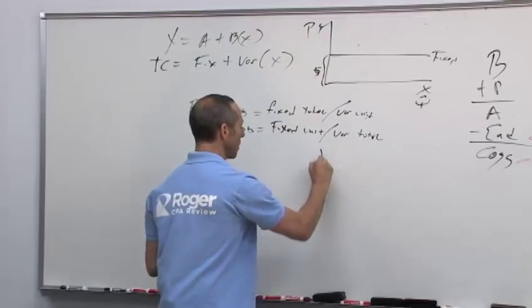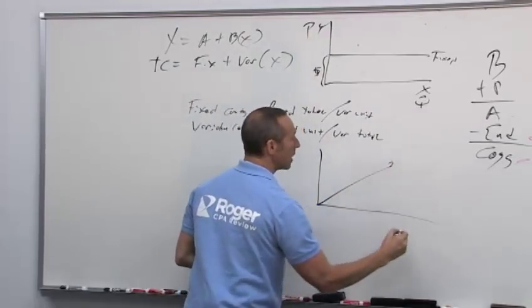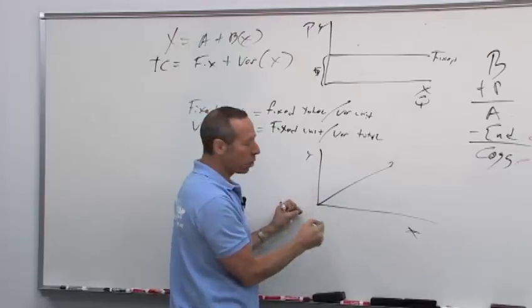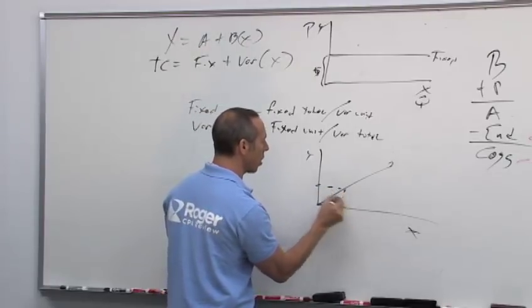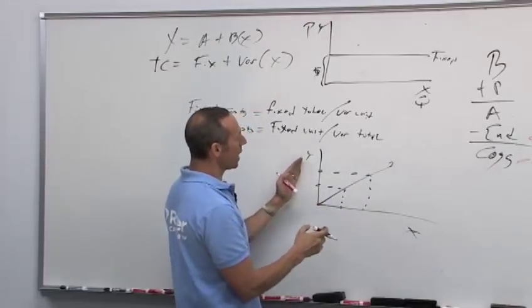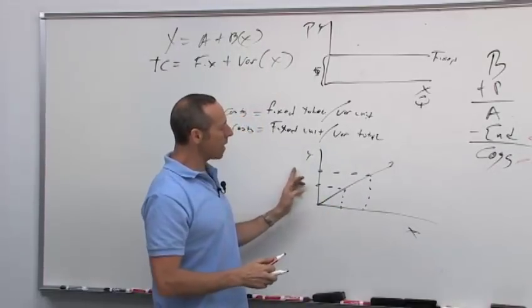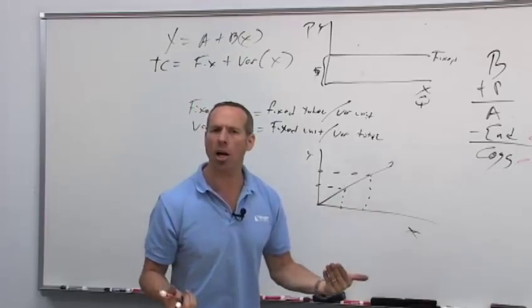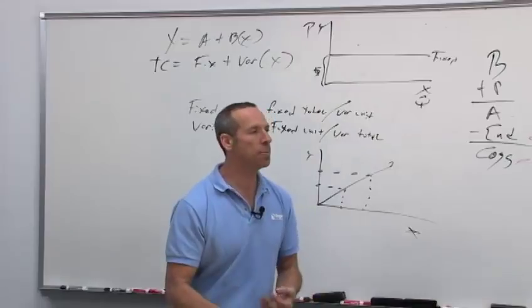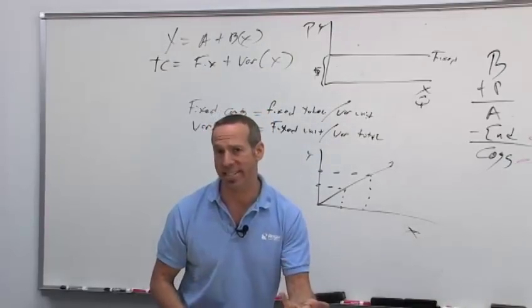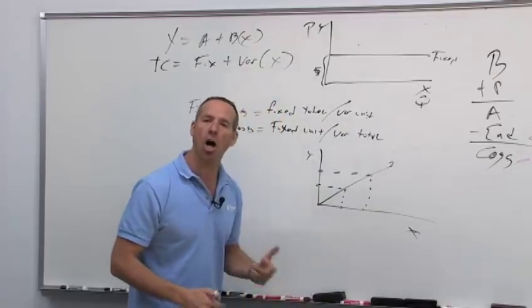What about variable costs? Let's look at it this way. Boom. Here is your X, here's your Y. What's it say? It says that it's zero production, zero cost, at this production, this cost, at this production, this cost, and so on. So that would be X and Y. Notice here, again, X is your cost driver. What is a cost driver? It drives the cost. Could be direct labor dollars, direct labor hours, machine hours, some kind of quantity. That is called the cost driver.